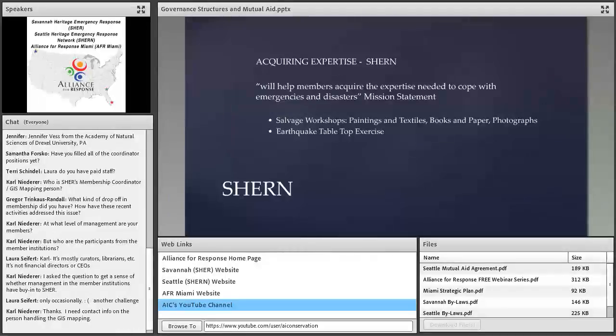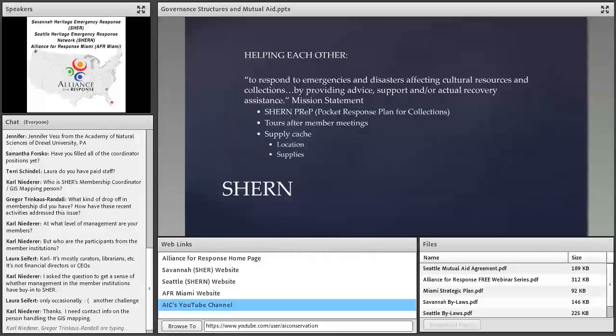Now, acquiring expertise. One of the things that is noted in the SHRN mission statement is helping, quote, members acquire the expertise needed to cope with emergencies and disasters, unquote. And the salvage workshops and the earthquake tabletop exercise that are listed here were led by SHRN members. And we all have different expertise and experience, and sharing experience is part of the network experience. So, learning from each other.